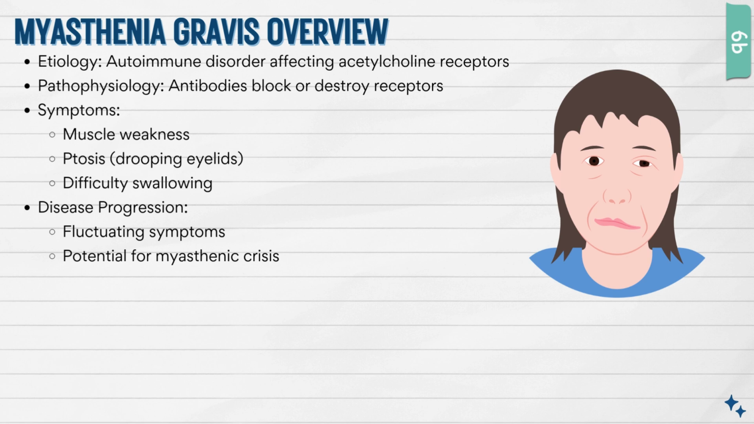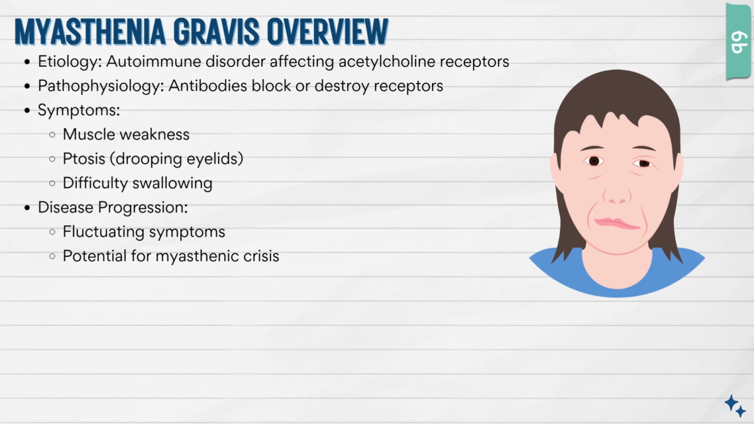Other common symptoms are ptosis, which is the drooping of the eyelid, double vision, and difficulty swallowing. So this disease can progress unpredictably. You can have nothing happen over long periods and all of a sudden an exacerbation. So remission, exacerbation, remission, exacerbation.